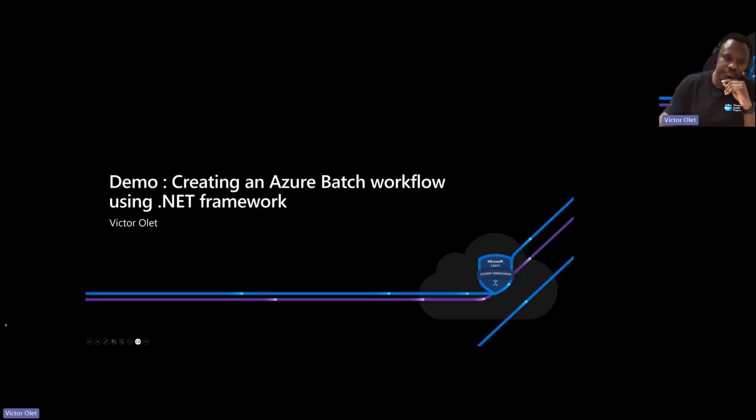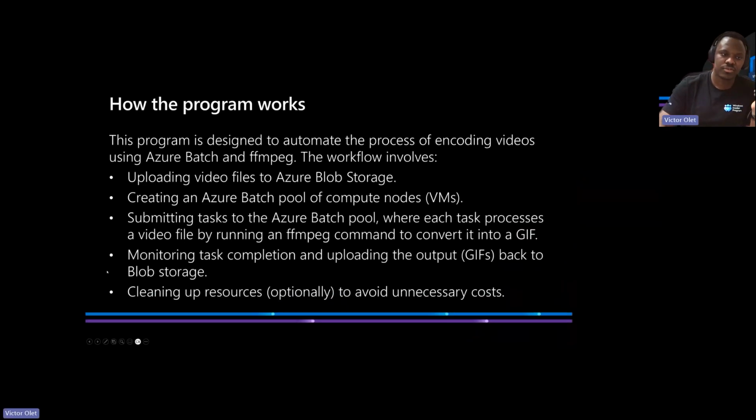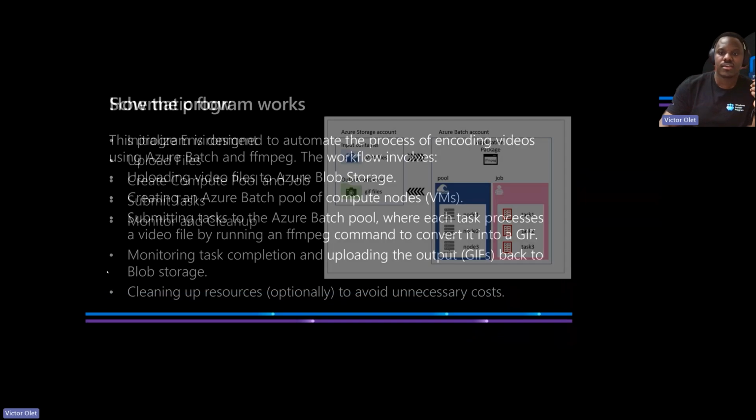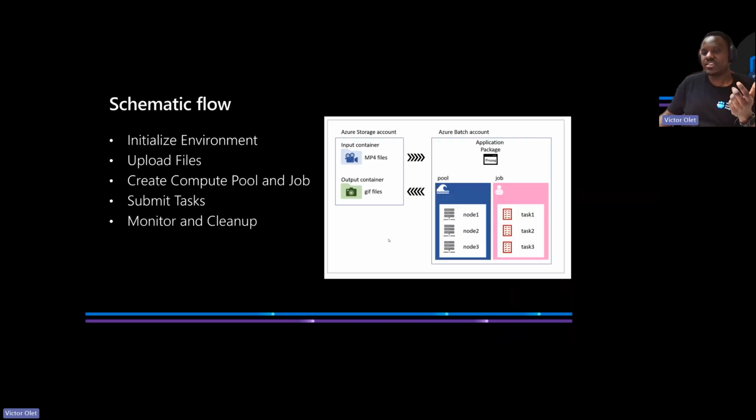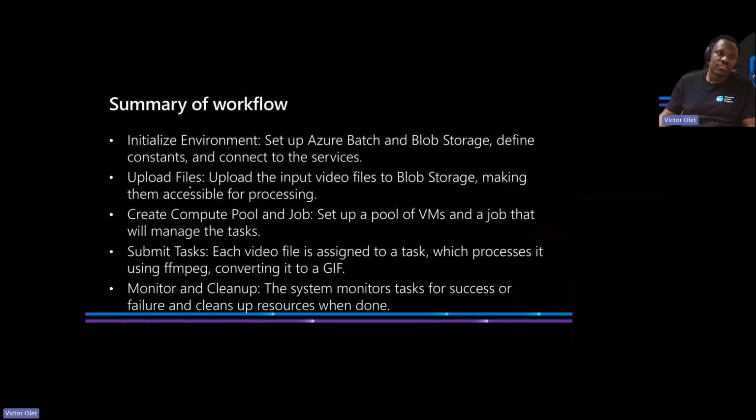So we've just done a demo. I've shown you how the program works. We've seen this workflow in the flesh. We've seen it happen: MP4 files loaded, ffmpeg installed as an application package, compute pools created, and tasks that run on these pools and output GIF files into an output container on an Azure storage account. We've seen that done. So, summary, this is what we've done.